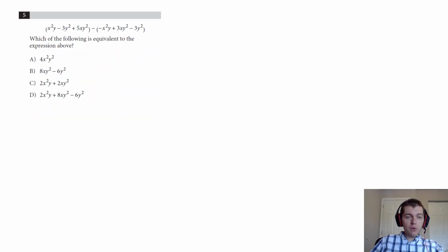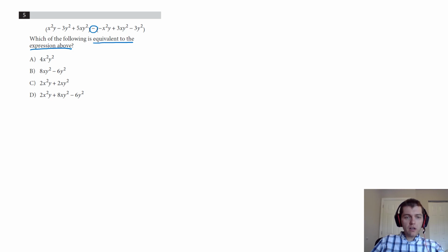Okay, problem number 3, which of the following is equivalent to the expression above? And know that equivalent usually means simplify. So this time you can take a look, it will be combining like terms. And the only thing to make sure you don't get tripped up on is this minus sign right here. That minus sign will have to be distributed to everything in the second parentheses.